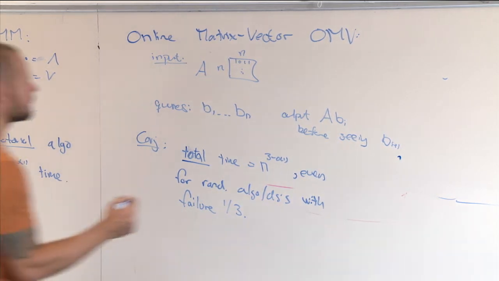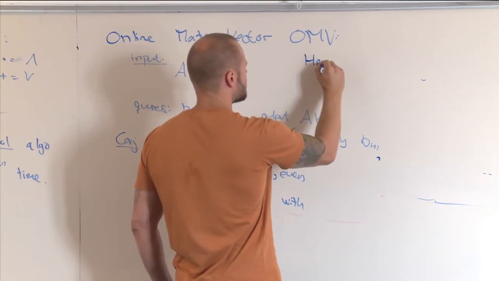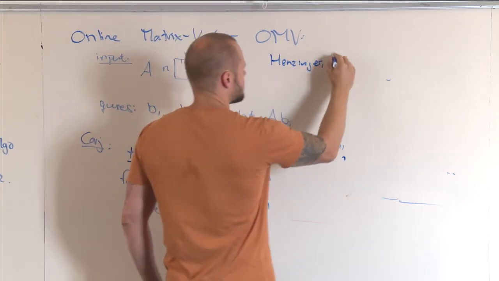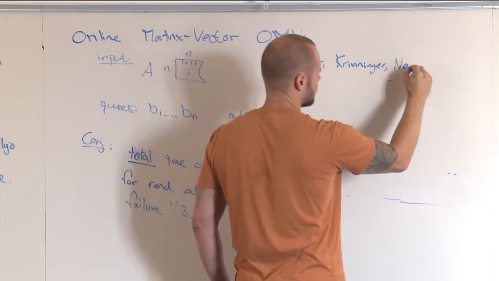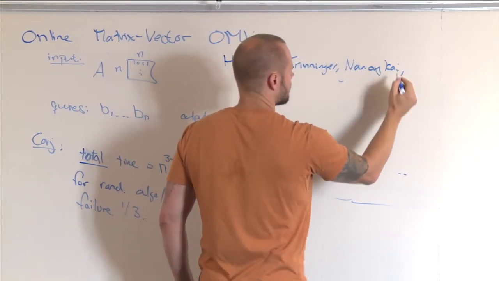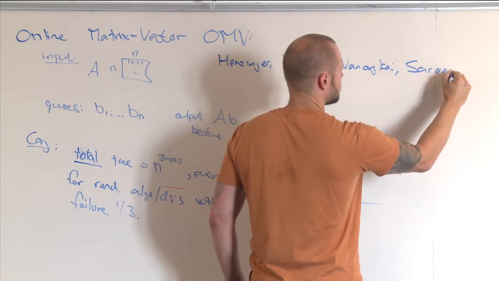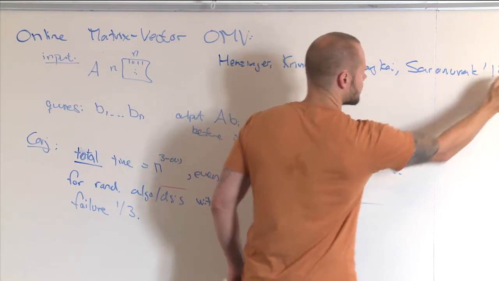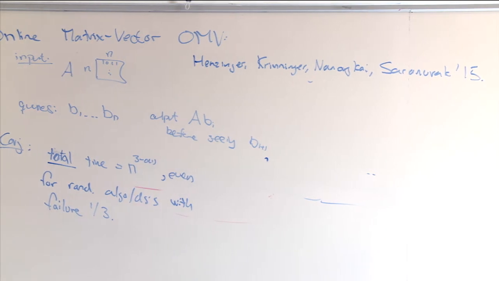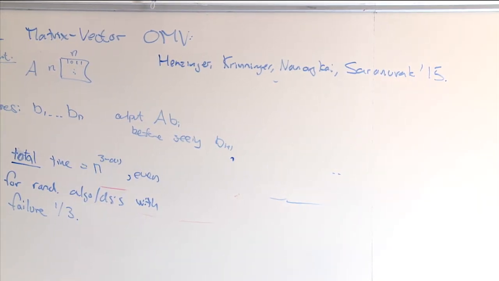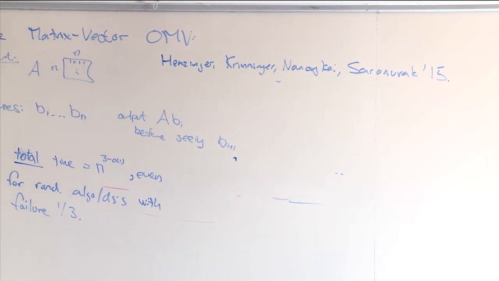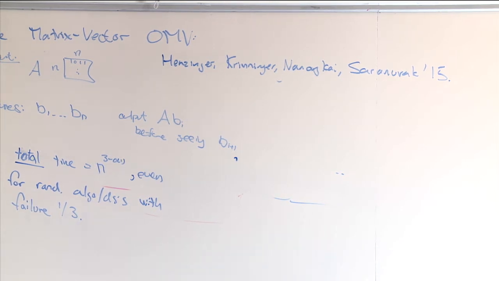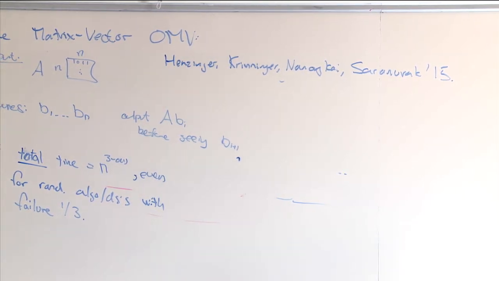All right. Of course, we should credit who. It's by Monika Henzinger, Sebastian Krinninger, Danupon Nanongkai, and Thatchaphol Saranurak from '15, I believe. Right, this is when the conjecture was made. Okay, so a bunch of things I want to show about this problem. One of them is that you can allow for polynomial pre-processing time, if you will. So maybe let me start with that.